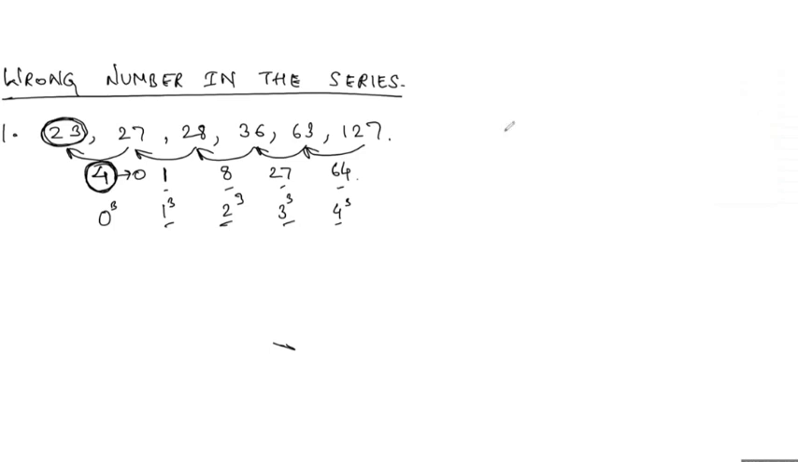Okay, so yeah, 23 is the wrong number in the series. Can you tell me what is the correct number? 23 is wrong, okay, we understood, but what should be the correct number? Simple, we know the pattern. Why? See, the wrong pattern we know is 4, 1, 8, 27. First number 4 is the only wrong one. That's why 23 is the wrong number.